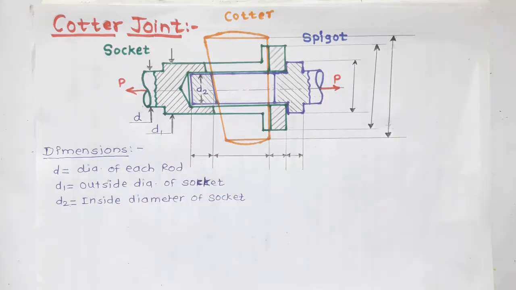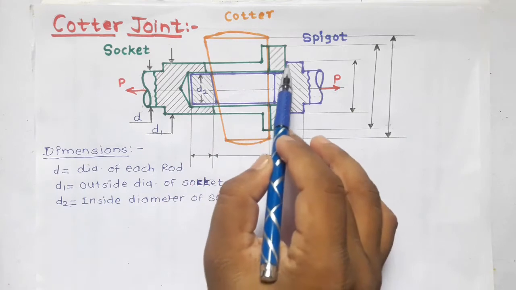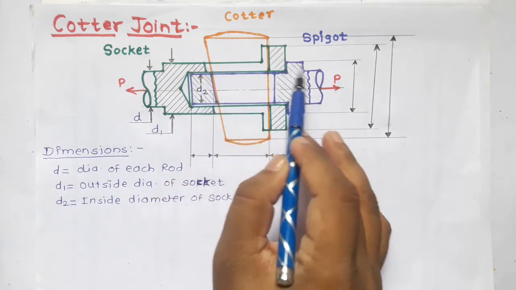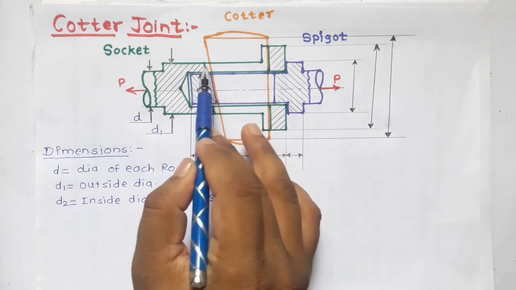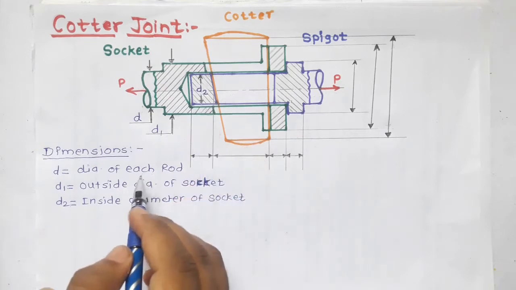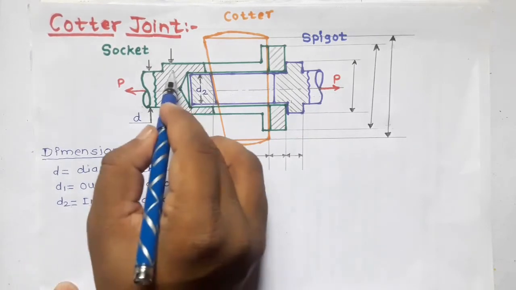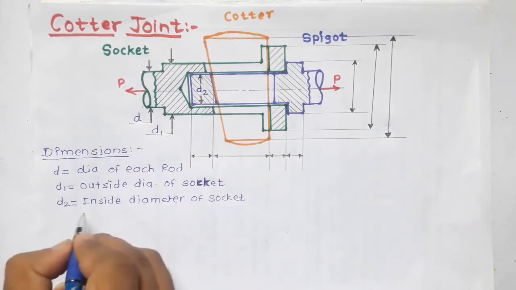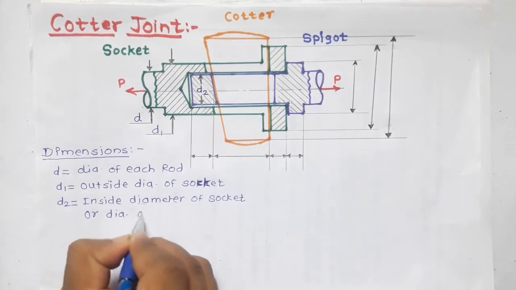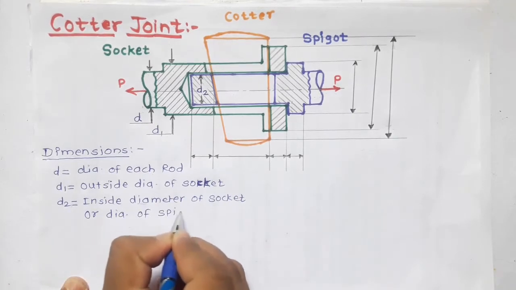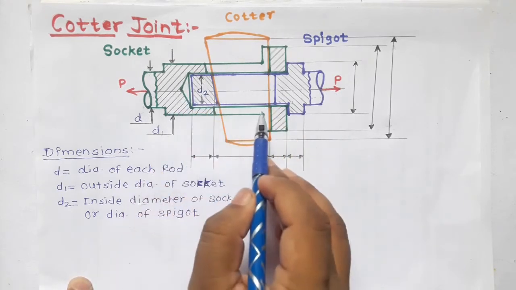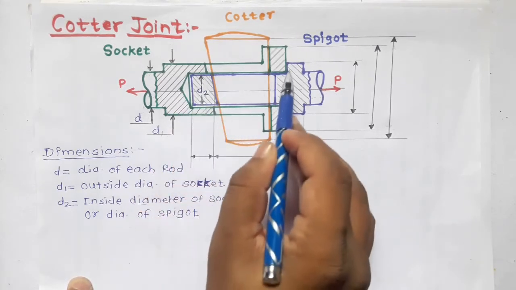Now the next part is this spigot, and if you look at this joint, the diameter of this spigot and the inner diameter of this socket is same, and that is d2. So we can write here d2 is the inside diameter of this socket, or the diameter of spigot. So d2 is the inside diameter of socket or the diameter of this spigot.